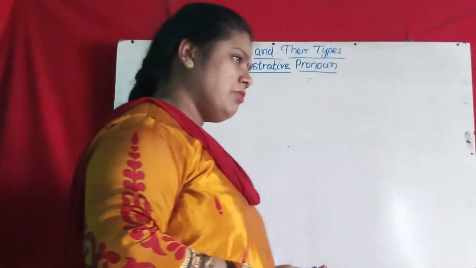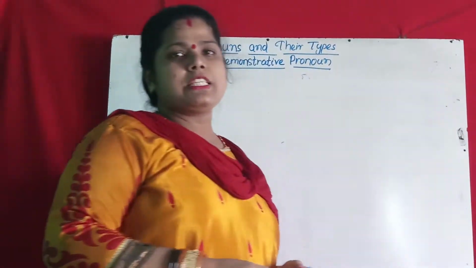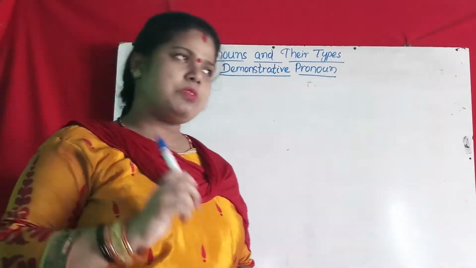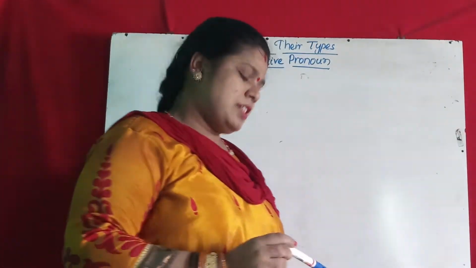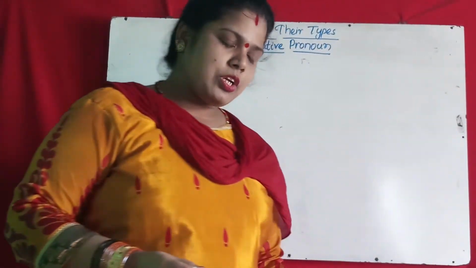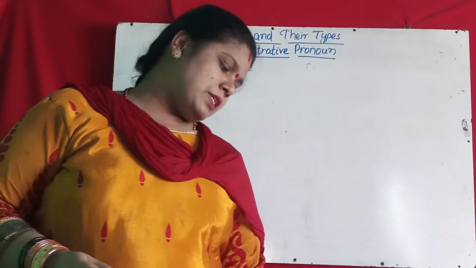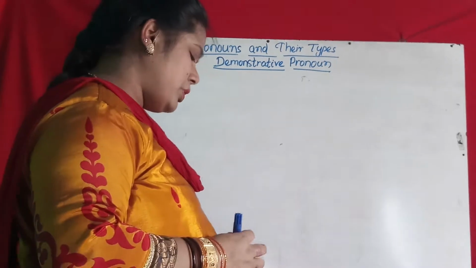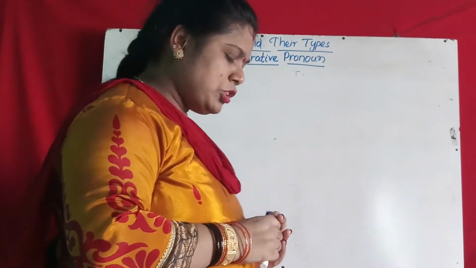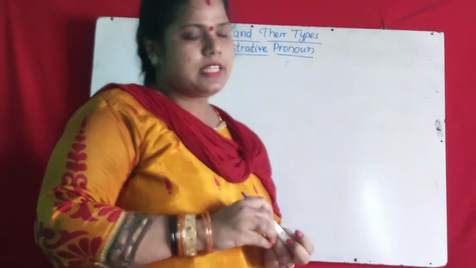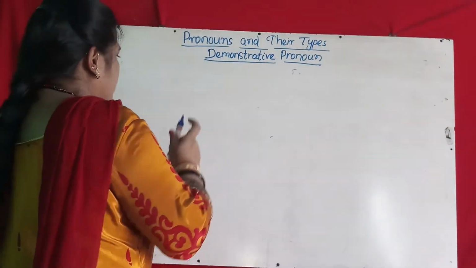So pronouns, what are pronouns? The word used in place of a noun is called a pronoun. We discussed in our previous videos nominative or subjective pronouns, objective pronouns, possessive pronouns, and personal pronouns. Now we read about demonstrative pronouns. A demonstrative pronoun is used to demonstrate, indicate, or show a thing. So what are demonstrative pronouns?